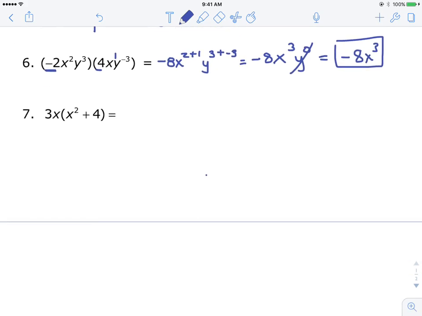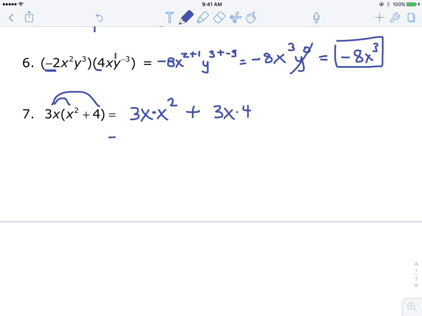All right, problem 7. We are dealing with some distribution in the midst of our exponent rules here. But we've already learned this. We can do this. Here we go. Let's do the first one. Let's focus. We're just going to write it out. So we're going to do 3x times x squared. And then we're going to do plus 3x times 4.